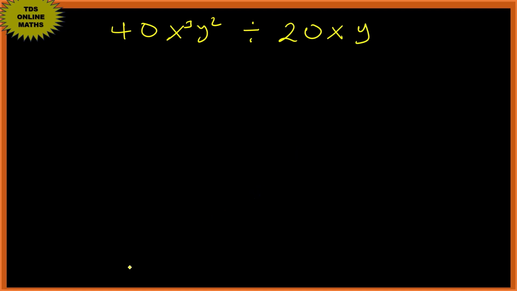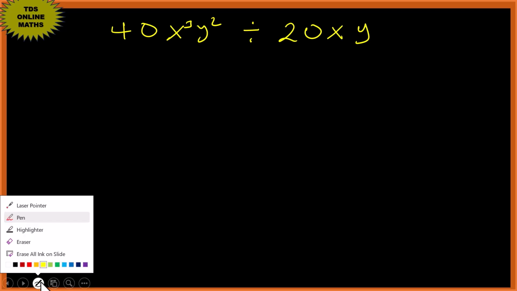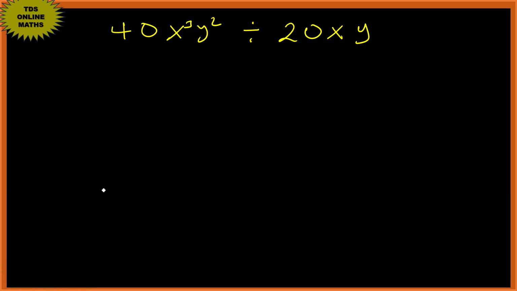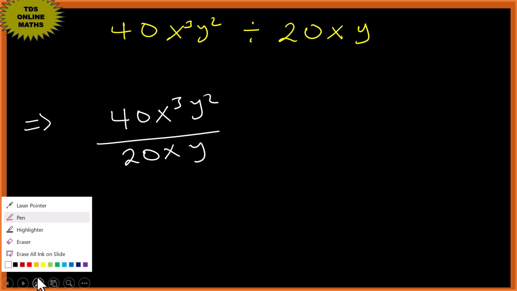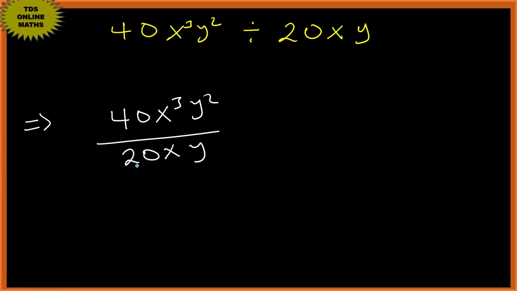Now if we ask to divide this, okay, so this one is very, very simple. You can rewrite this one as 40x cubed y squared on 20xy. So let's do the cancellations.